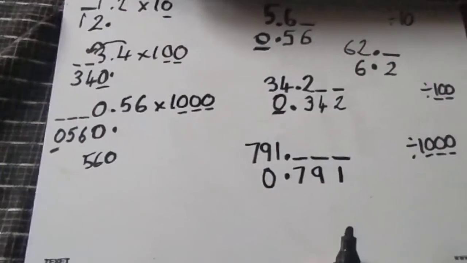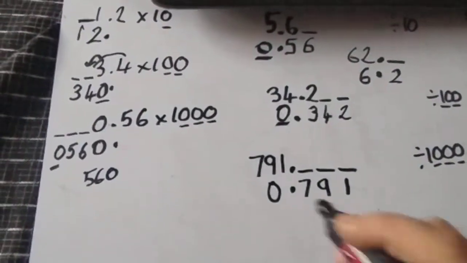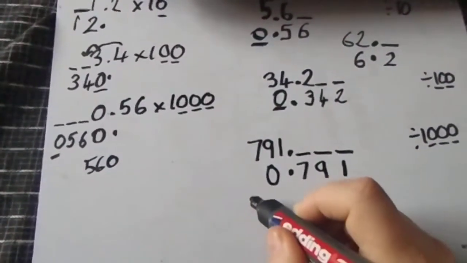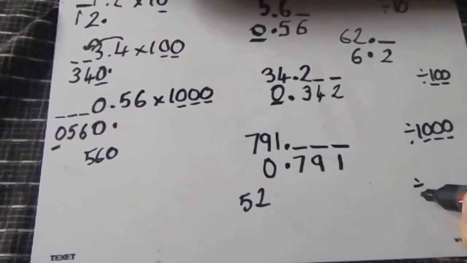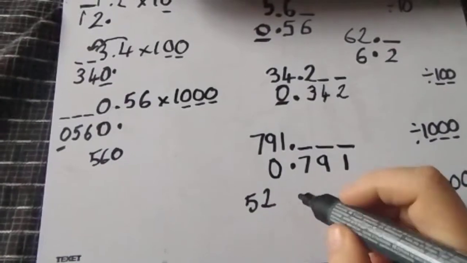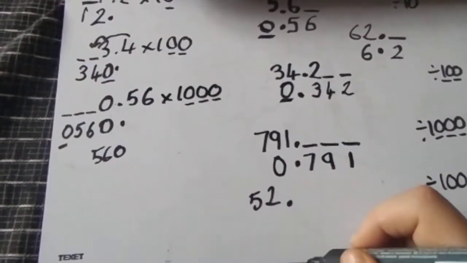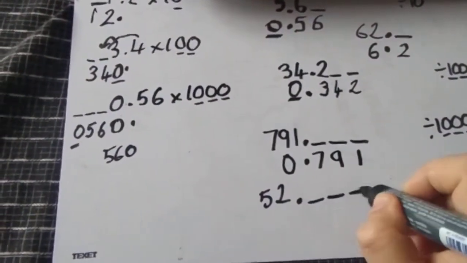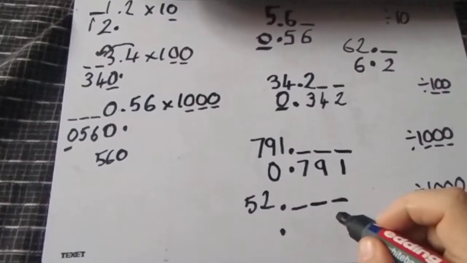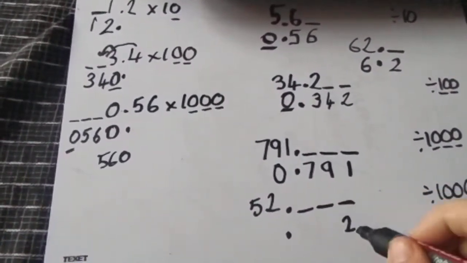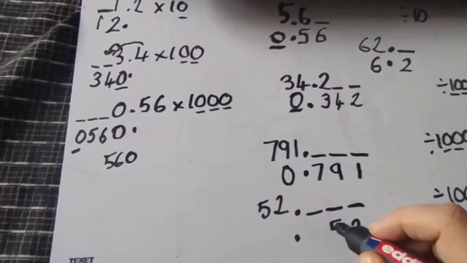I'm actually just going to do you one more example with that 1,000 just to show you something here. So let's say we've got 52, and we're dividing it by 1,000 again. So I need my decimal point here, and I need my 3 lines. Decimal point underneath. So if I move the 2, it ends up under the first line here. It's gone into the thousandths column, and the 5 goes over there.